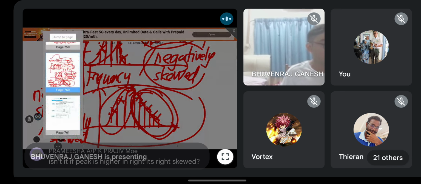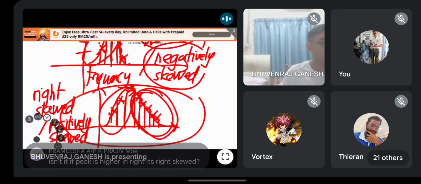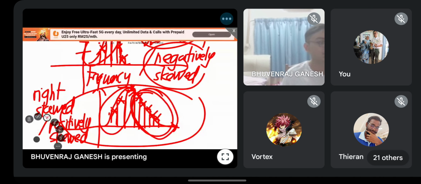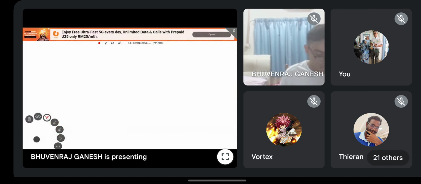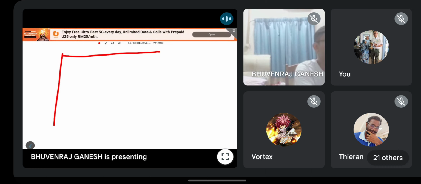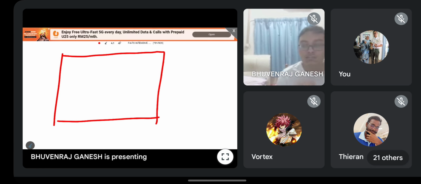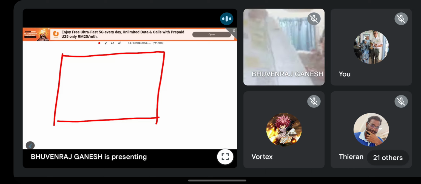I think it is more on the drawing part, how to draw the graph. Basically, it's about that. Let me see. Okay, first thing we talk about, guys: your Q1, median, all that. Isn't it if the peak is higher on the right, that's why it's skewed? Doesn't mean that. You can see over here, Pamisha. Try to refer to your textbook.